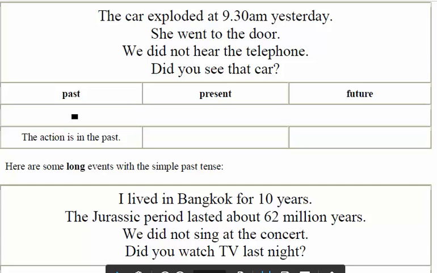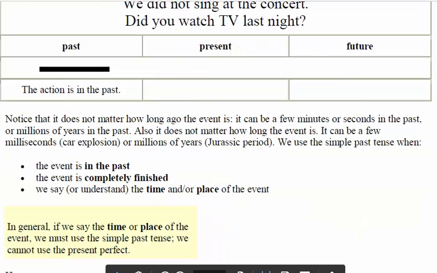The Jurassic period lasted about 62 million years. We did not sing at the concert. Did you watch TV last night? So along with did, "sing" and "watch" are used in their base forms, but in the positive sentences "lived" and "lasted" are used. And these are some examples of long events that took place in the past.